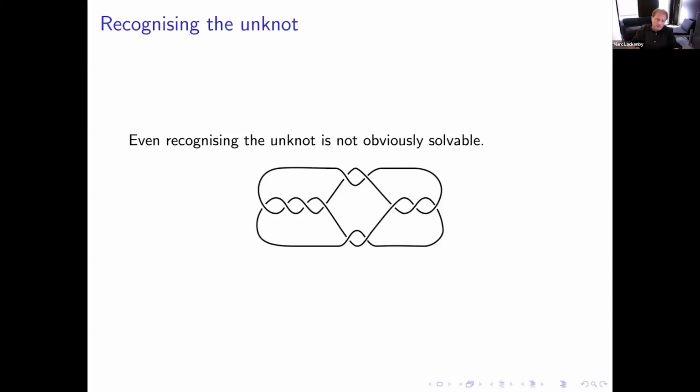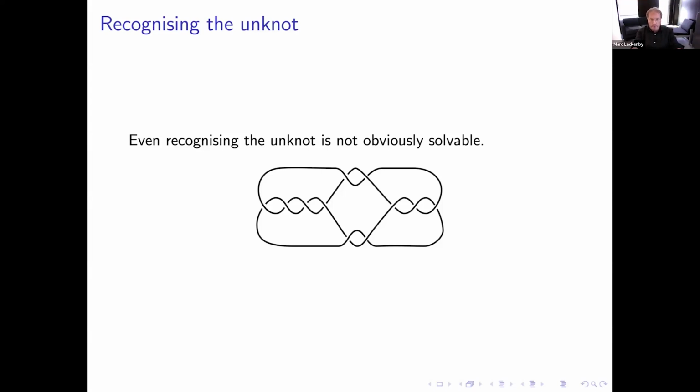And it's not clear that if someone gives you a diagram and says, is that the unknot, that you can necessarily answer it. For example, this diagram here is due to Goeritz. You look at that, it is in fact the unknot. You can deform this just to the round circle, but it's not obvious that it's possible to do that. And this particular diagram I'm going to discuss in more detail later.